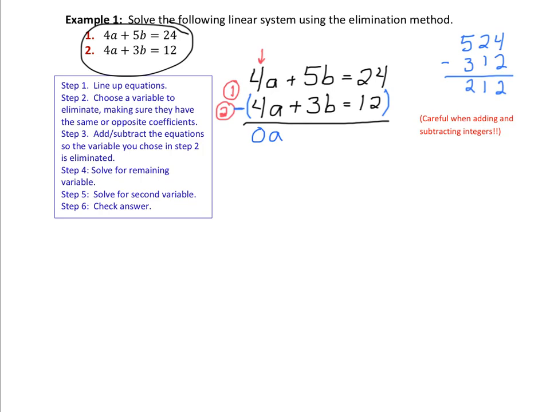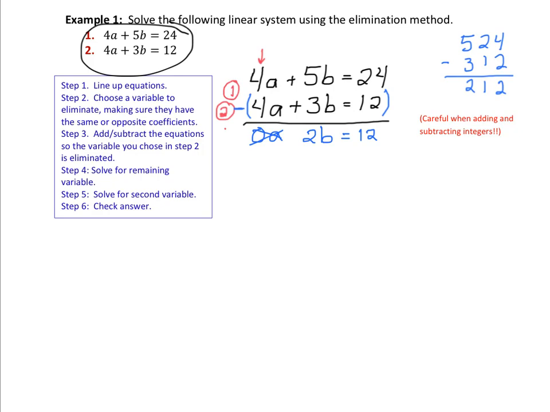And then 0 times any number, whatever a is, still equals 0, so it's actually eliminated now. Then we go ahead and subtract the rest of the columns. 5b minus 3b is 2b, and then the equal sign just carries down, and 24 minus 12 is equal to 12. And because the a term is now equal to 0, we don't have to write it, so we can just pretend it's not there. And we have an expression now with just one variable in it.